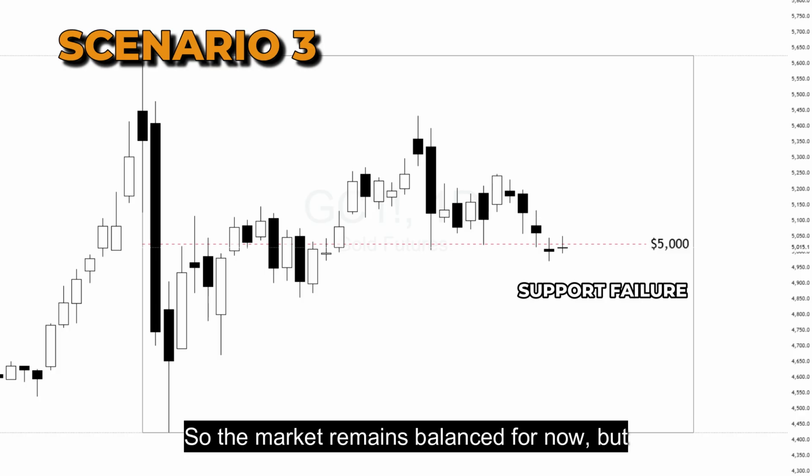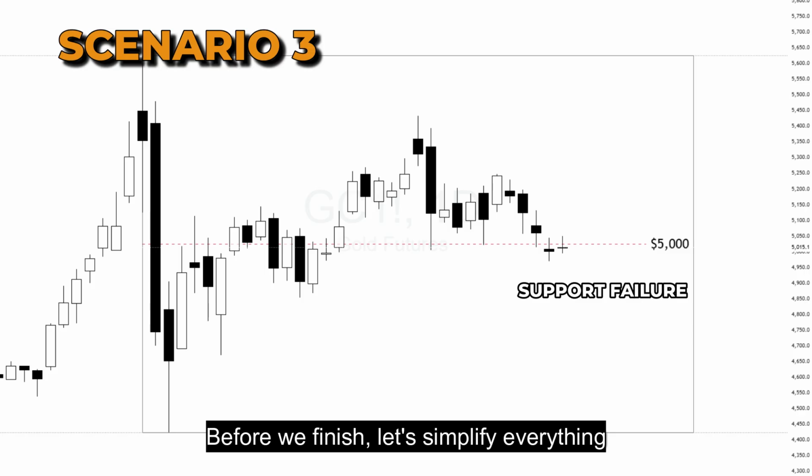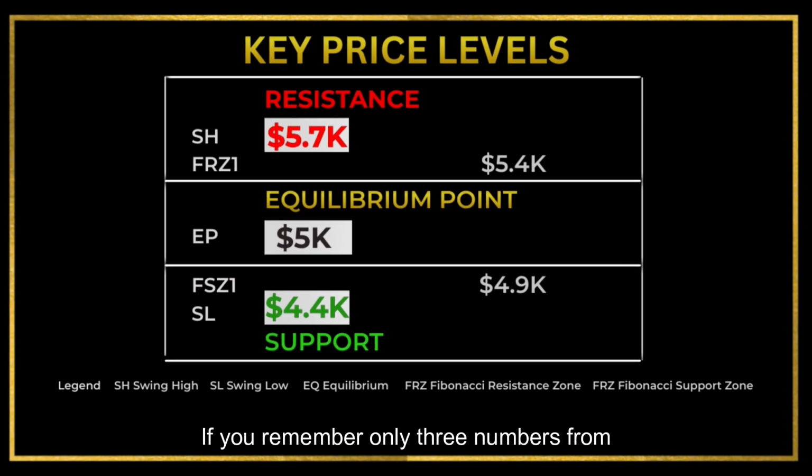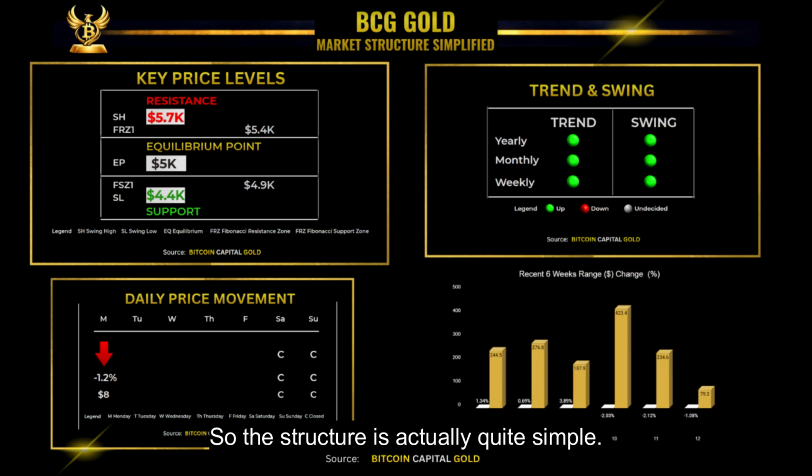So the market remains balanced for now, but those are the 3 paths that price could realistically take from the current structure. Before we finish, let's simplify everything into the 3 numbers that matter most right now. If you remember only 3 numbers from this entire analysis, remember these: $5,700, the range high; $5,000, the equilibrium point; $4,400, the range floor. Currently, gold has an upside bias. So the structure is actually quite simple. The dominant range is controlling everything between $4,400 and $5,700.